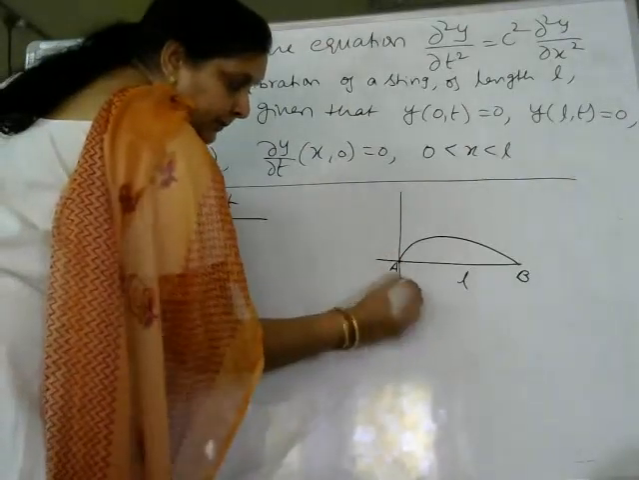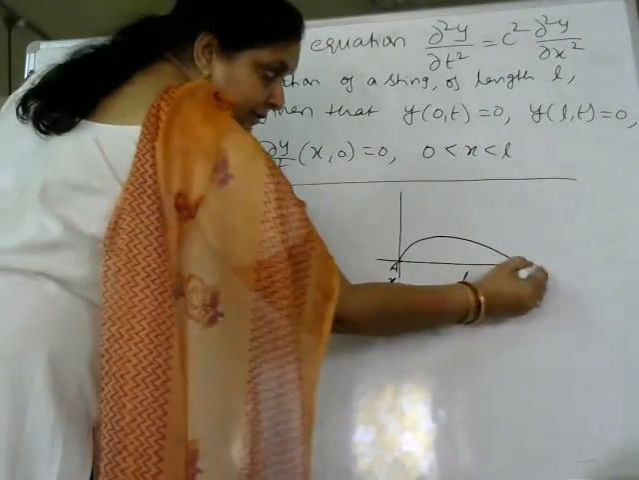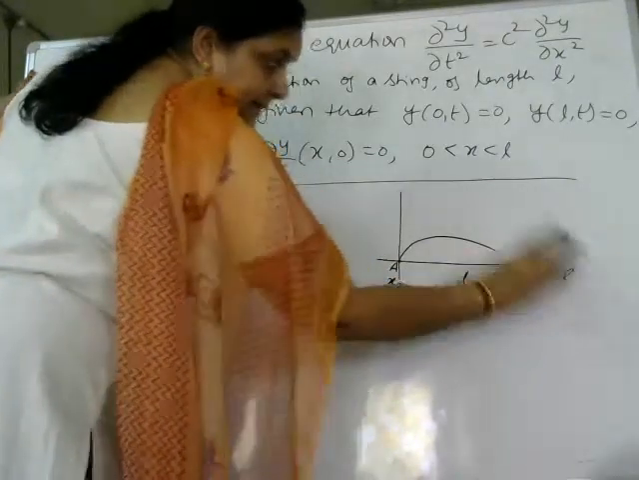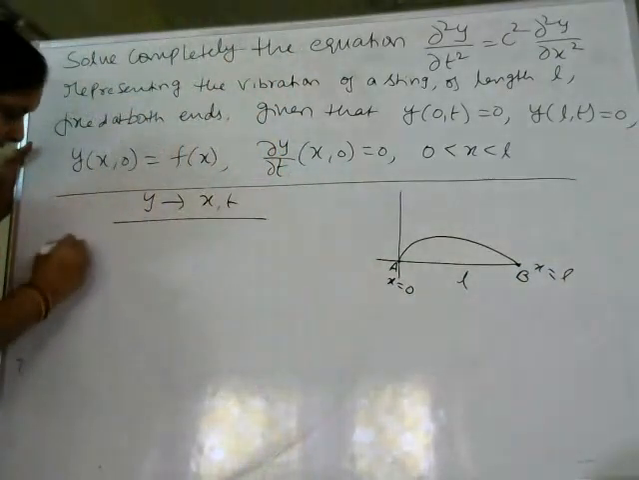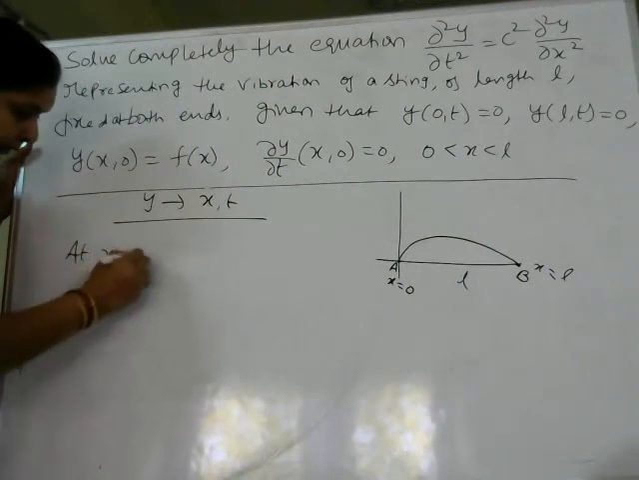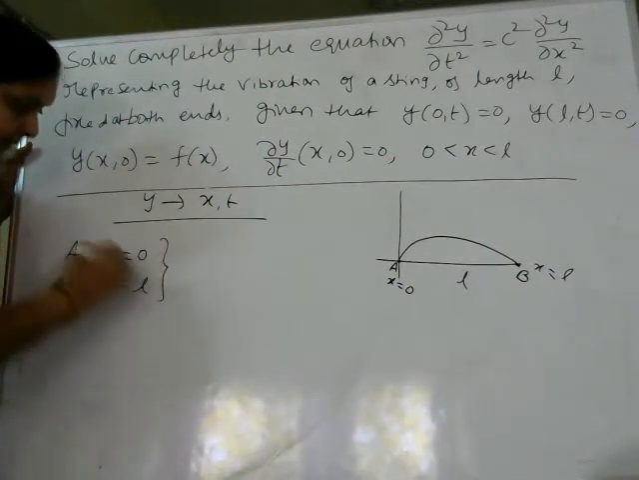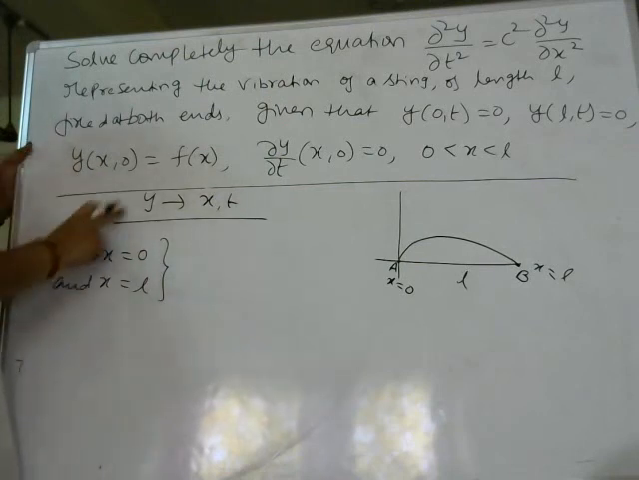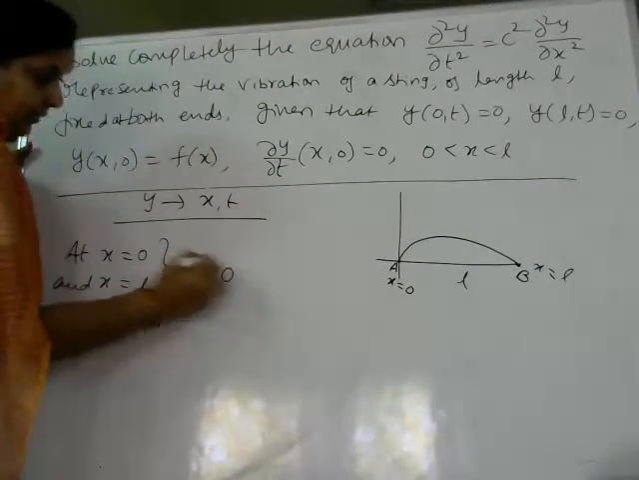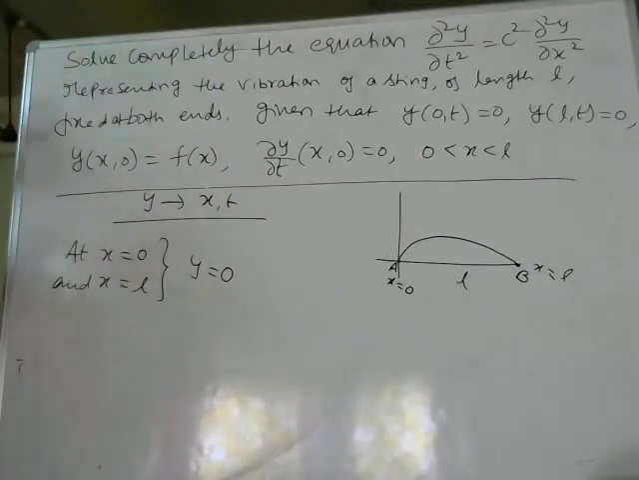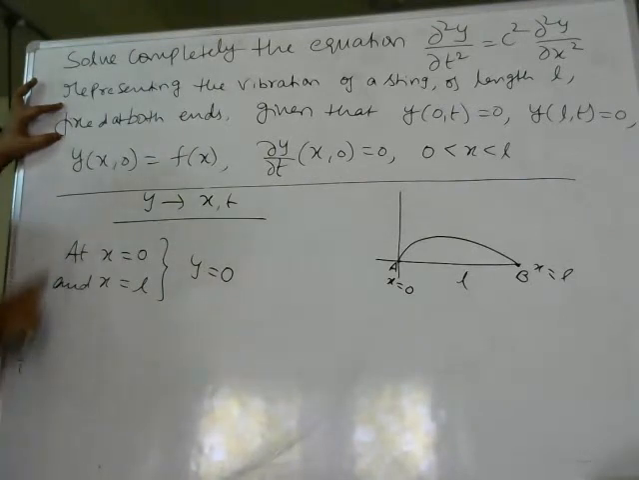X is equal to 0. At B, what is the value of x we have? The length is given as L. X is equal to L over here. Means, at x is equal to 0 and at x is equal to L, displacement is 0. What is the representation of displacement here? Y. Y is equal to 0. So, from this single word, fixed at both ends, you have to conclude these two.